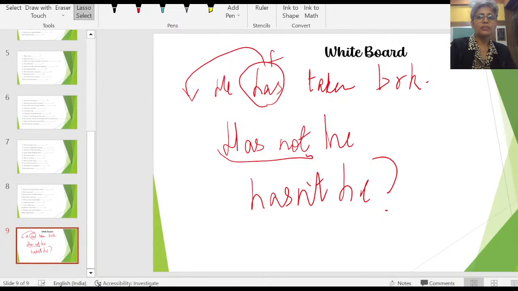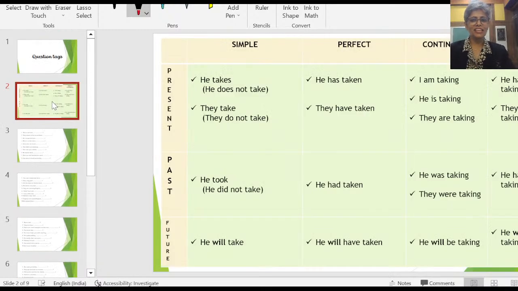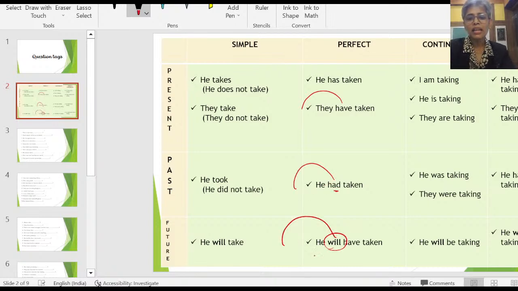Okay, so what if it were, guys? It's as simple as that. Let me just take you back to this tense and let's see what we will do for all these tenses over here. They have taken will become haven't they? They had will become hadn't they? He will have taken, won't he? So will plus not becomes won't.